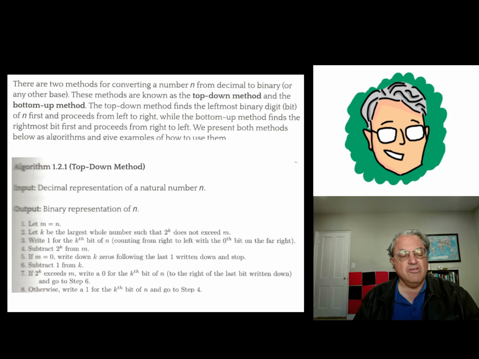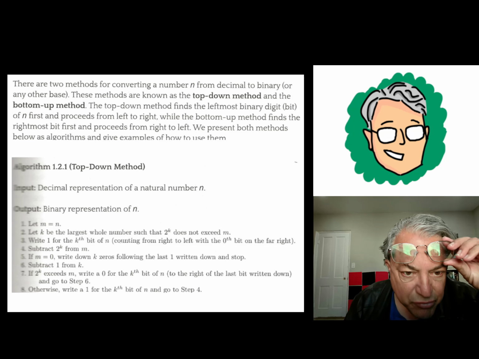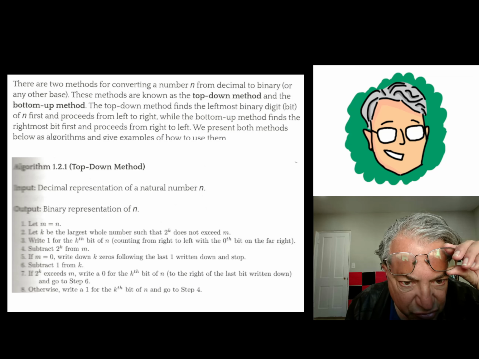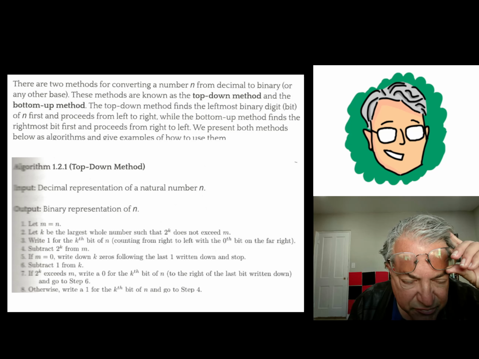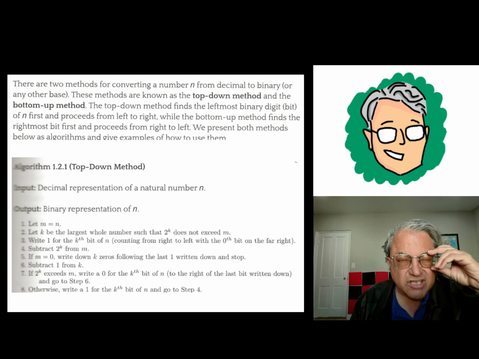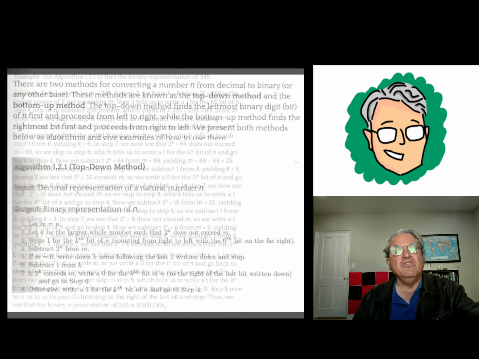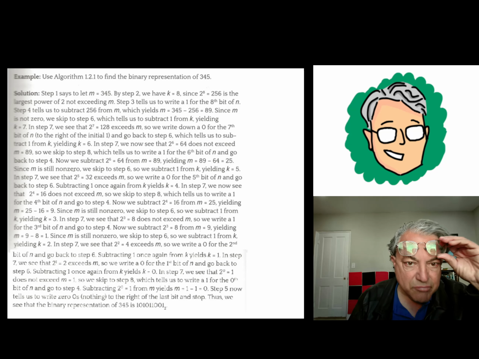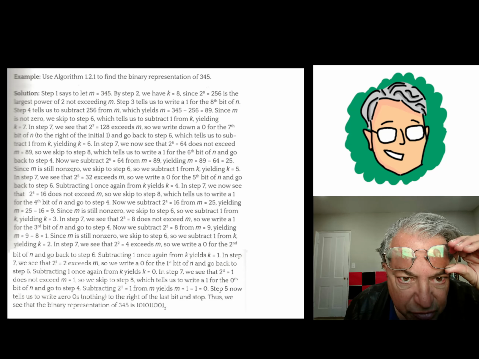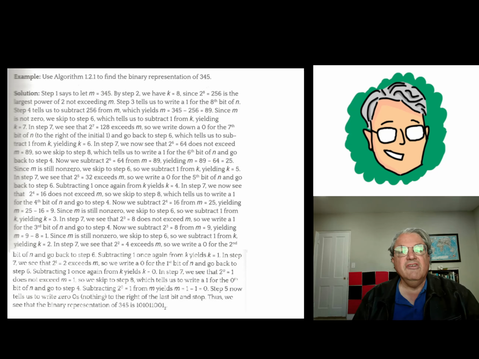So the top-down method. Actually, I'm going to talk about the algorithm first. This is a computer algorithm for doing the top-down method. Basically, the idea is you start with a number. It'll probably be easier if I do an example, because the algorithm probably won't make much sense to you unless I show you an example. So let me show you an example here. Let's convert the number 345 to binary.